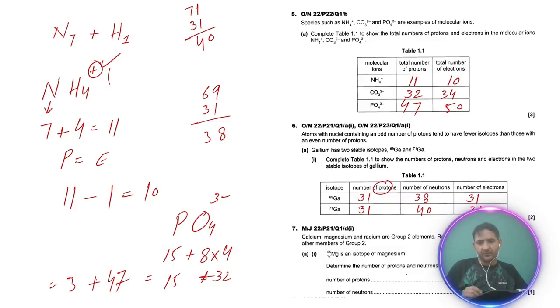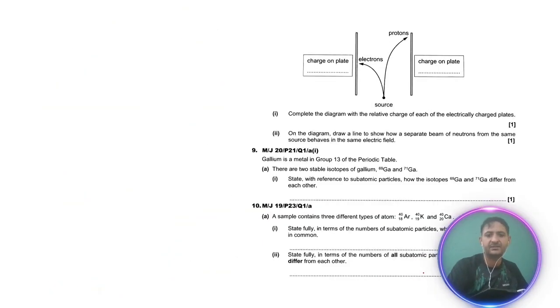So number of protons: you can see from here the number of protons is 12, and number of neutrons is 25 minus 12. So it is 13. I hope you people are understanding these questions.